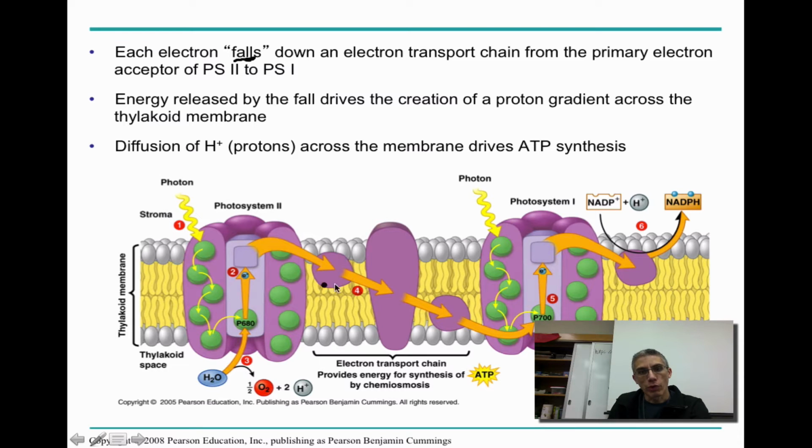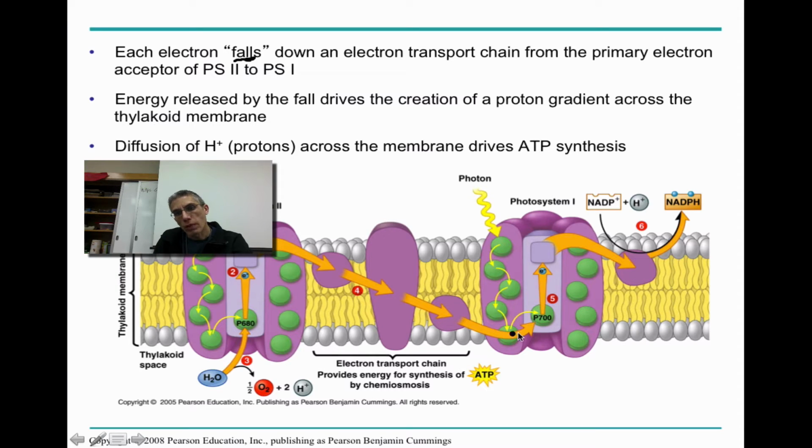And so these purple objects that you see right here embedded within the thylakoid membrane are just the various proteins that this electron is going to pass through as it bumps down the electron transport chain. Remember, as we make our way down, the energy that those electrons have is going to become less and less and less.